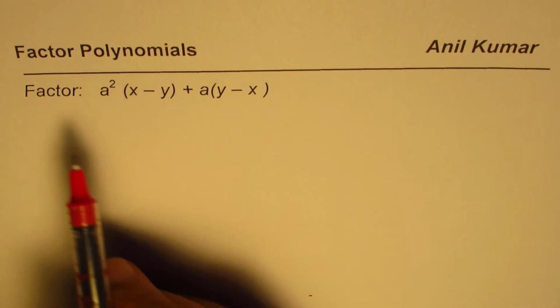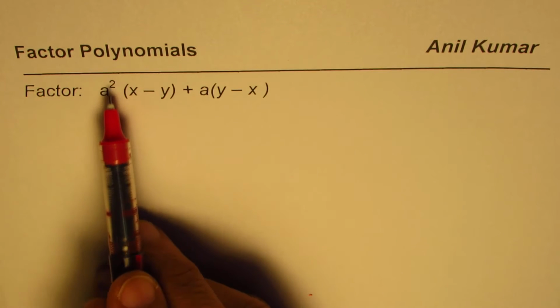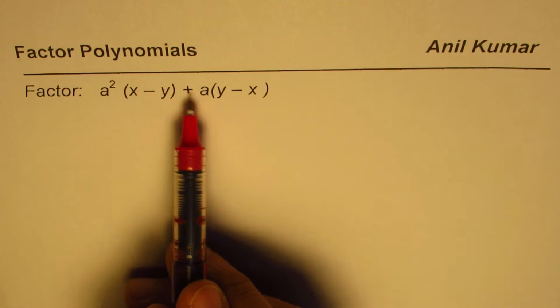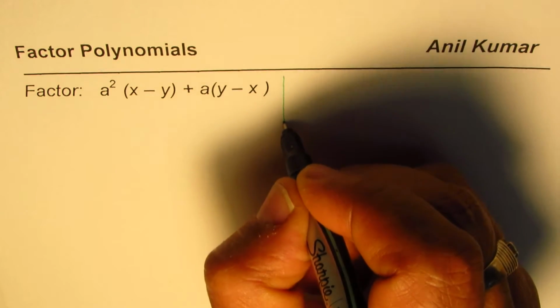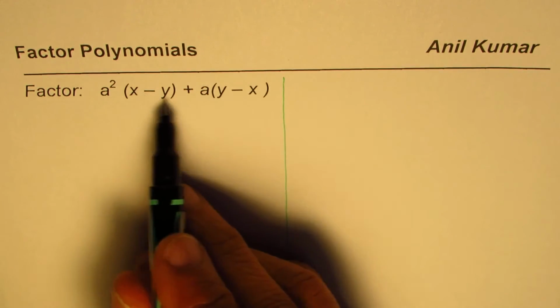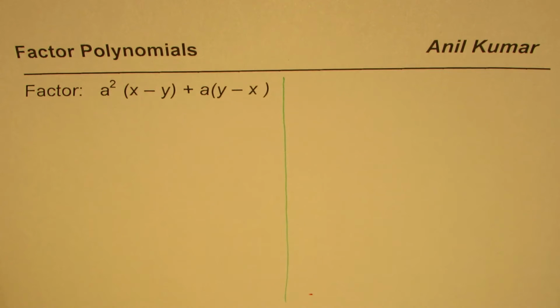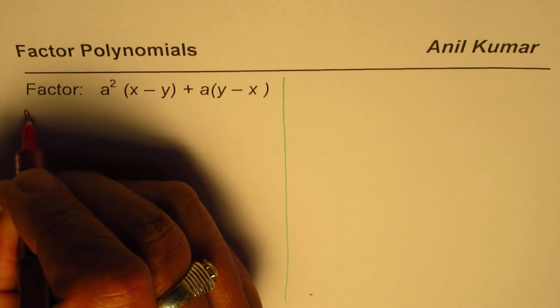We have an example. We need to factor a squared times (x minus y) plus a times (y minus x). Now, I've seen many times students get confused when we mix up the terms. The order is changed. So I'll show you two different ways of factoring this. A shortcut or an easy way is the first method which I'm taking. So I'll say method 1.